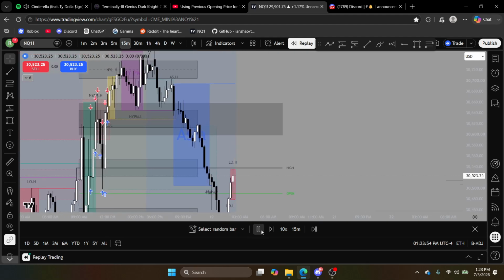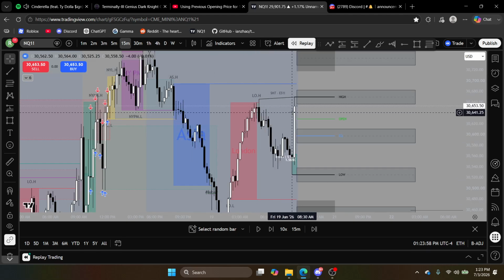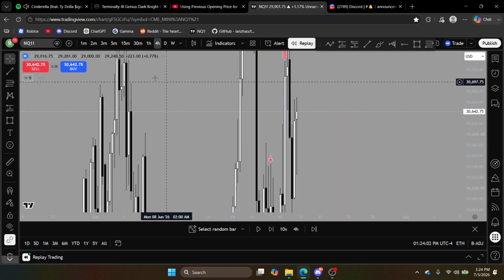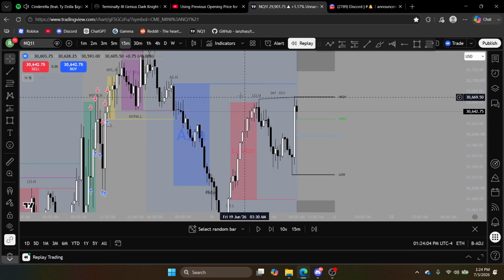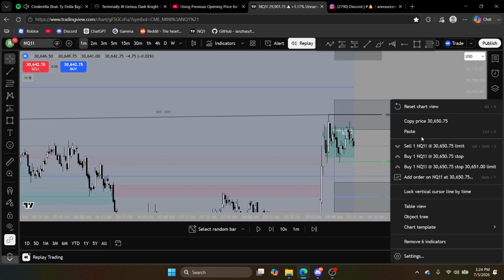All right, let's wait till it's 9 a.m. Must have been news. What do I see here? I see a massive sequential SMTs between something, right? I'm gonna use the rejection block.